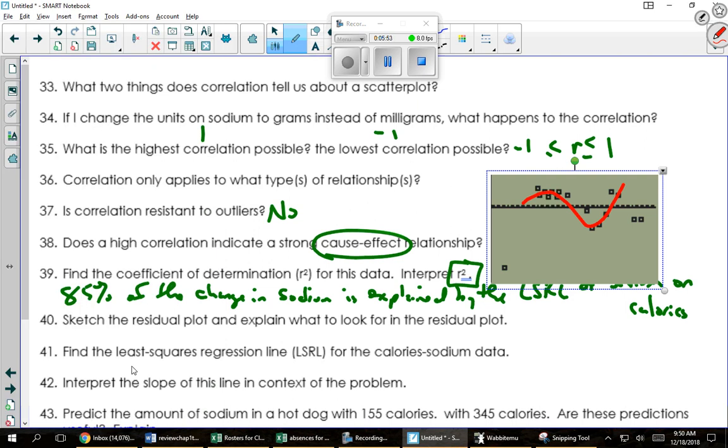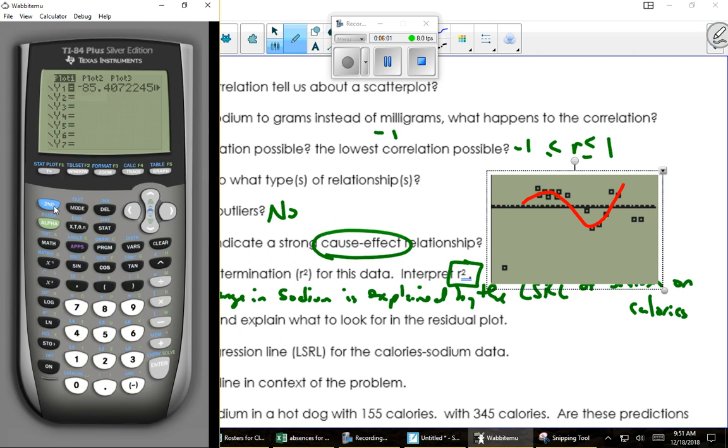Number 41, find the least squared regression line. So I did this when I found correlation, and recall I saved it in my calculator. So here it is. You could also go, if you need to see it again, stat calc number 8. I've already stored it, so I don't have to restore it. And here it is. Y hat is negative 85 plus 3.11x. That means for each time x goes up by 1, I expect y to go up by 3.11. Or for each additional calorie, I expect to see 3.11 milligrams more sodium.